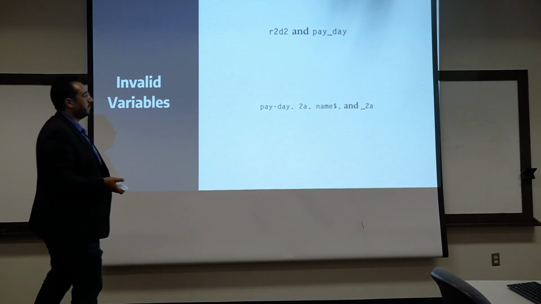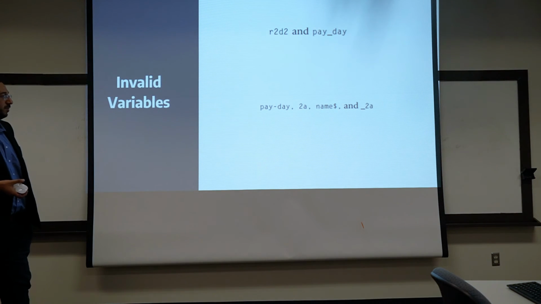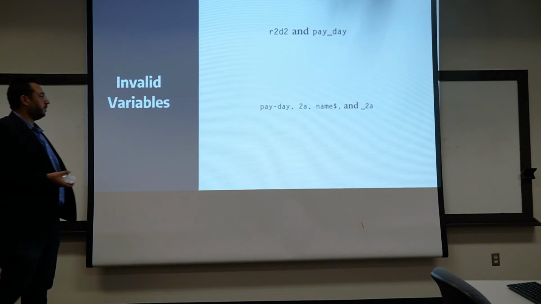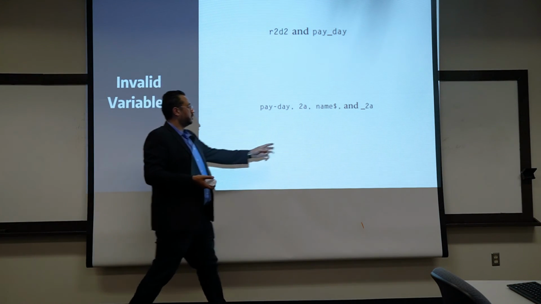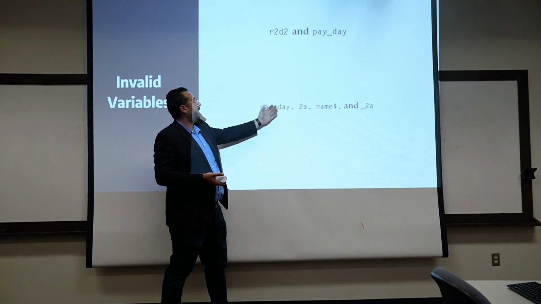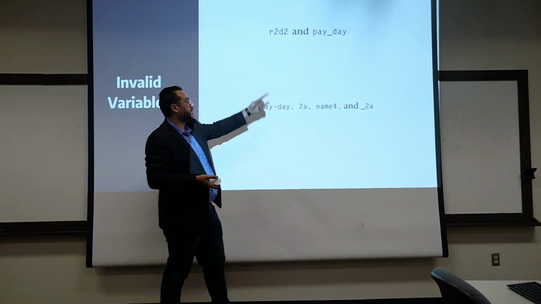Which ones are the problematic variables, based on the variable rules that we read about in MATLAB? The one at the bottom is the one that has a problem. Why? The dollar sign. You can't have that. You can't start with a number. You can't have a dash. You can have an underscore instead.